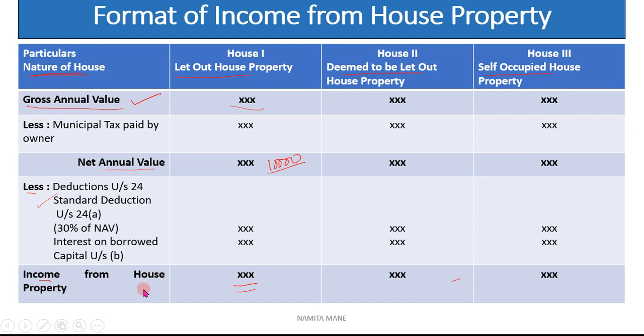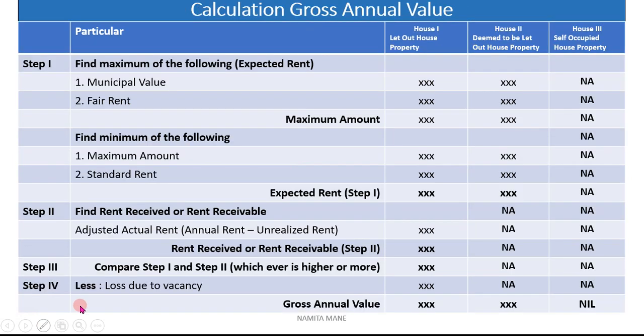After you deduct, you will get the final amount that will be called income from house property. Now first in the format is the gross annual value. For calculation of gross annual value, you need to follow 4 important steps. After you follow them, you will get the final value that will be called gross annual value.